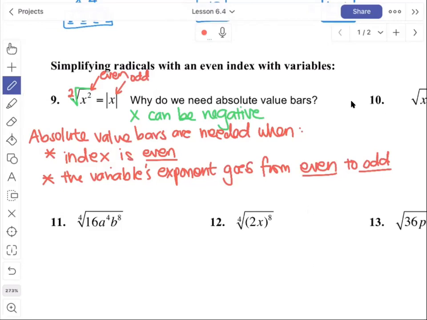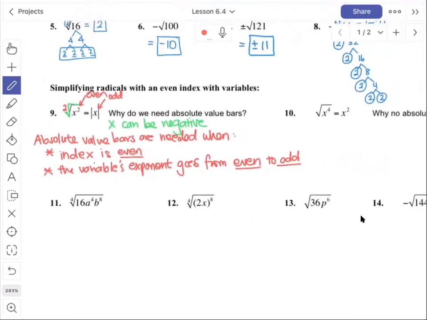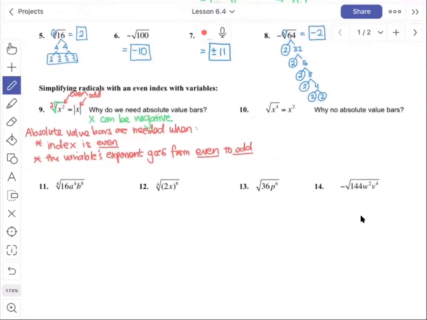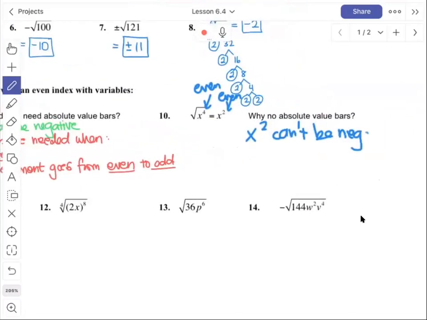Yes, Angie, go for it. Okay. Now, in this case, number 10, why do we not need absolute value? Well, this one, notice it starts even, but it ended up being even too. So we don't need absolute value for this one. And the main reason why is really because x squared can't be negative. So we don't need absolute value since it's already going to be positive.